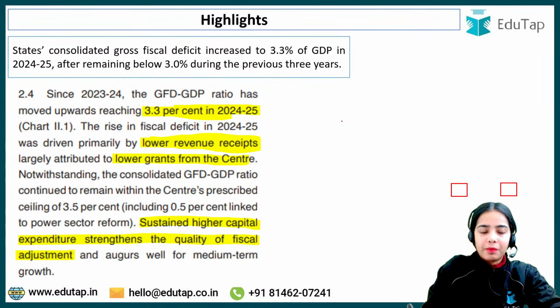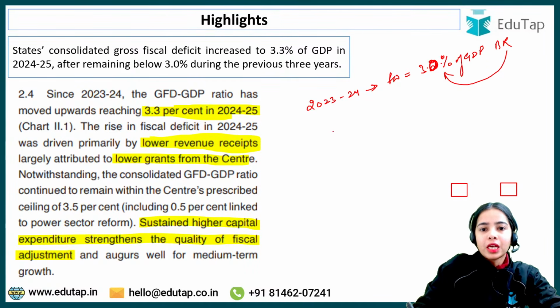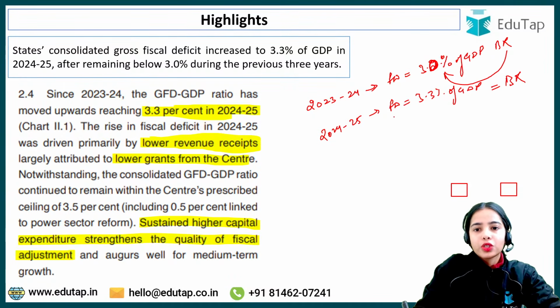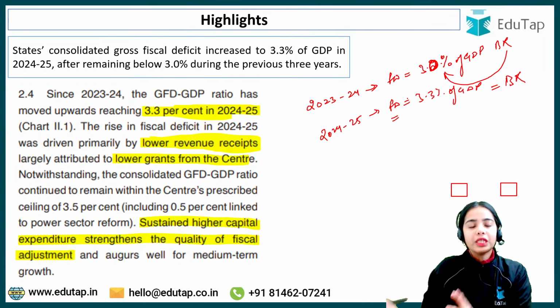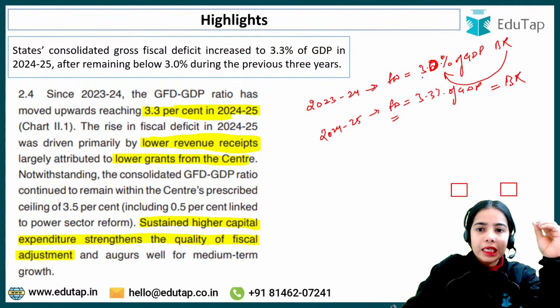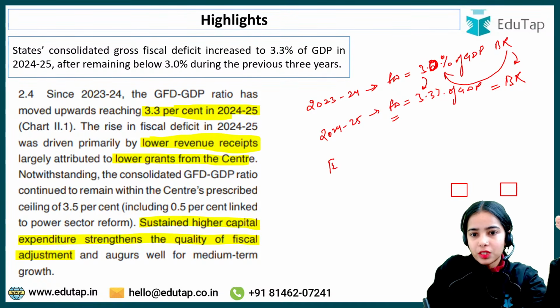So why has it happened? Basically, till 2023-24, the fiscal deficit was 3% of the GDP. That means the borrowing requirement was 3% of the GDP till 2023-24, okay? While in 2024-25, the fiscal deficit has increased to 3.3% of the GDP. That means the borrowing requirement of the state governments, the consolidated fiscal deficit, is 3.3% of GDP. The increase in borrowing requirement is mainly because, here, the fiscal deficit is what? Total expenditure minus total receipts excluding borrowing.